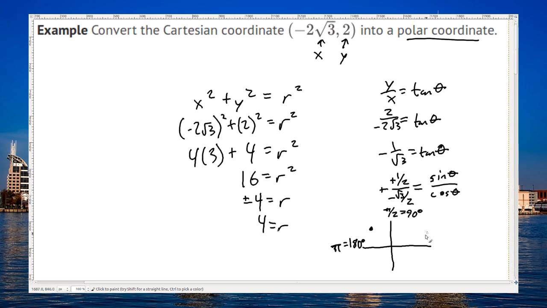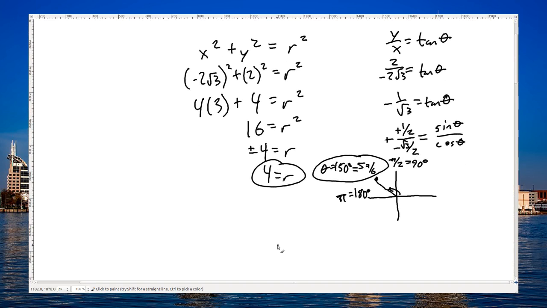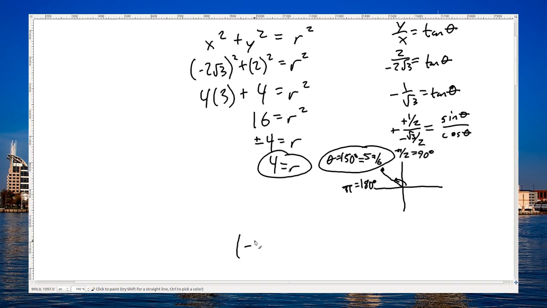So let's take a look here. We're going to have r be positive, so we're using the actual angle out to here. And we need an angle between 90 and 180, or pi over 2 and pi, which makes sine 1/2 and cosine negative root 3 over 2. And that answer is going to be 5 pi over 6, which is equal to 150 degrees if you prefer. So there's my theta, and there's my r, and that gets me that the point negative 2 root 3 comma 2 is the polar coordinate 4 comma 5 pi over 6.